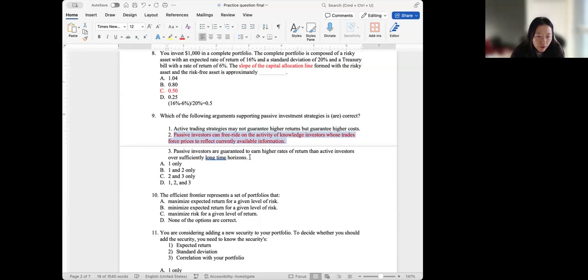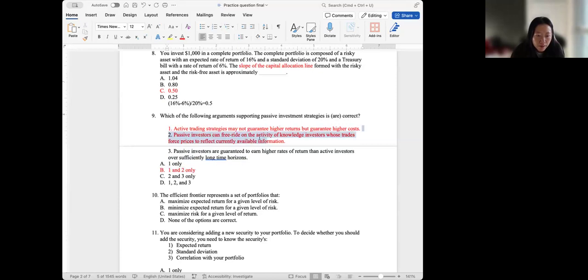Passive investors are guaranteed to earn higher rate of return than active investors over sufficiently long time horizon. We don't know that. The active investors as a whole group, we don't know, but we know that some of them are very sophisticated investors, well knowledgeable, and they could be able to earn higher return. So I think number 1 and number 2 is correct. We are not able to say that the whole group of passive investors can beat the whole group of active investors. That's why we cannot select number 3.